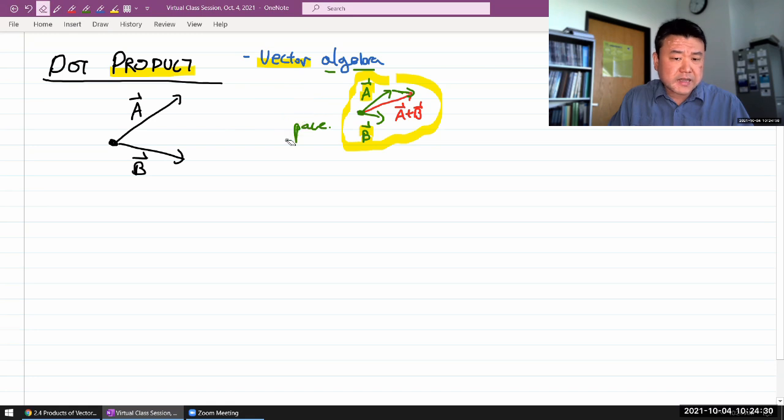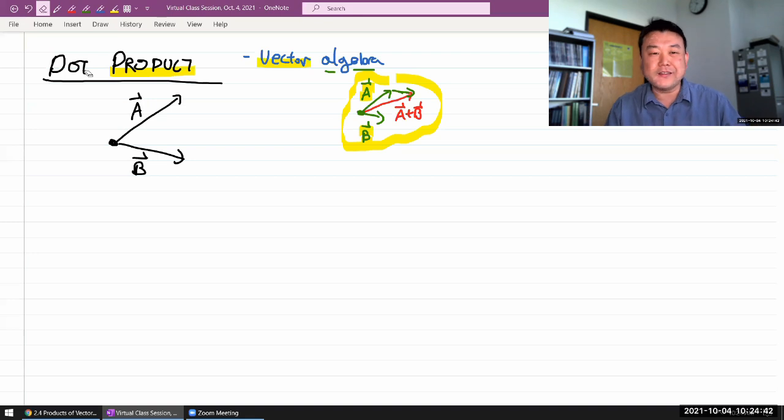Since this is essentially a new algebra operation for us, I should define it the way we define multiplication through a multiplication table, and we define division, addition, and subtraction. So we should define the dot product. This is a new binary operation. It takes two inputs, vectors A and B, and then it spits out an answer. The important thing about the answer is that it's going to be a scalar.